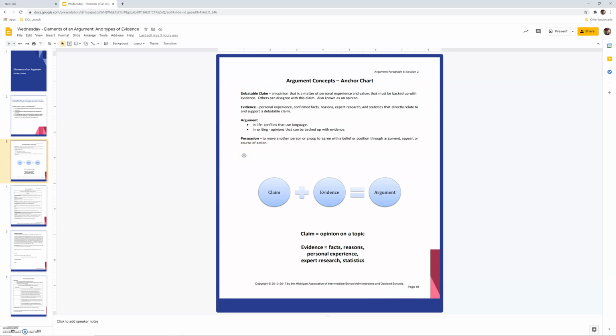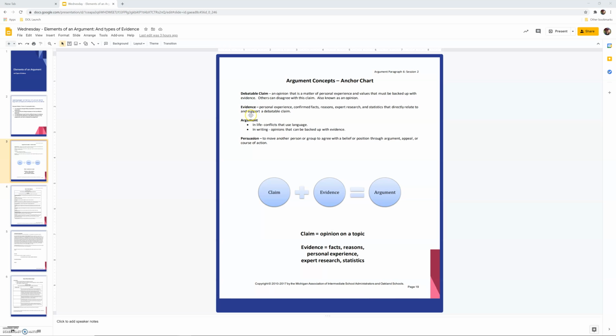First of all, let's take a look at our argument concepts. At the center of any argument is a debatable claim. A debatable claim is an opinion that is a matter of personal experience and values that must be backed up with evidence. Others can disagree with this claim. A debatable claim is also known as an opinion.